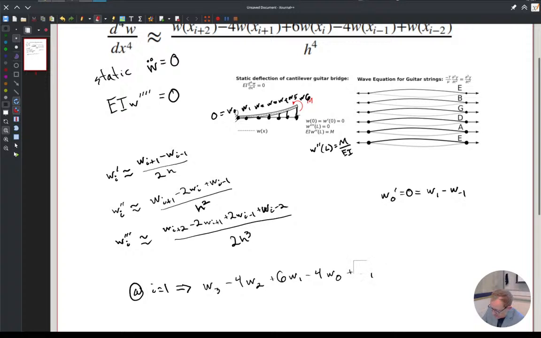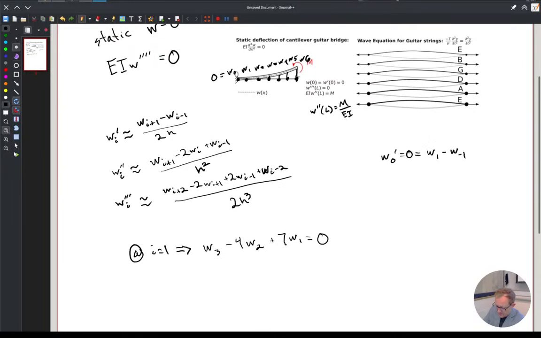So I can start erasing some stuff because I don't have a W0 and I don't have a 6, now I have a 7. And all that is equal to 0. So my first equation is that one. Now I have W4 minus 4W3 plus 6W2 minus 4W1 plus W0. And again, that one is 0, so I can erase it again. And all that is equal to 0.